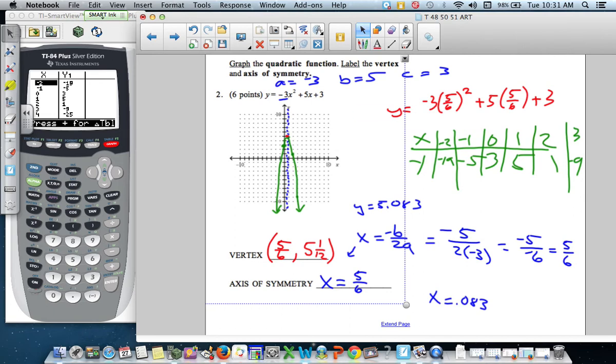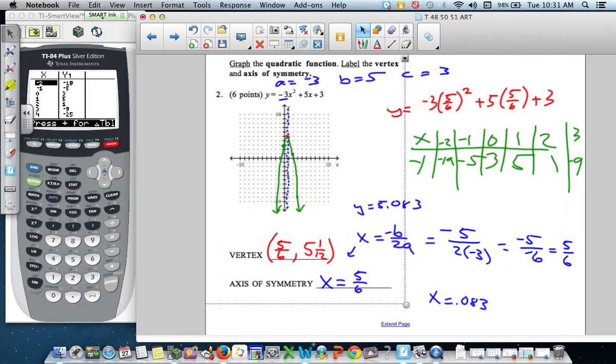All right, so make sure you've labeled your vertex as a point. You've labeled your axis of symmetry as a line in x equals equation form. You've shown a table of values, and you've plotted the points to draw an accurate graph. And the graph should have the vertex on there. That's why we find it.